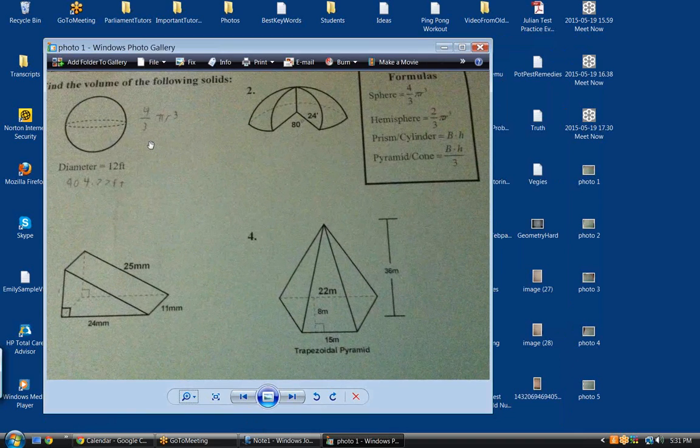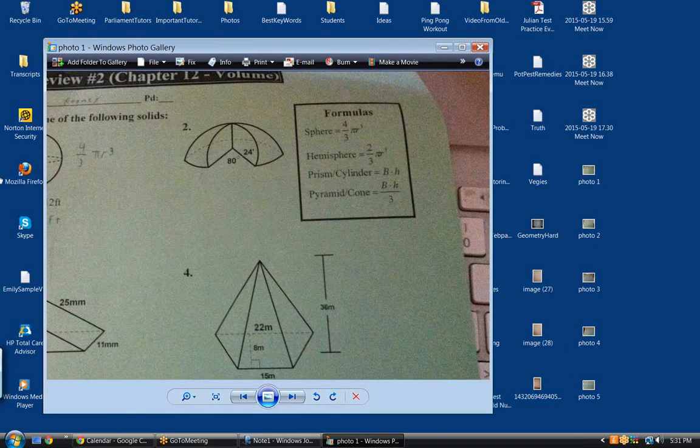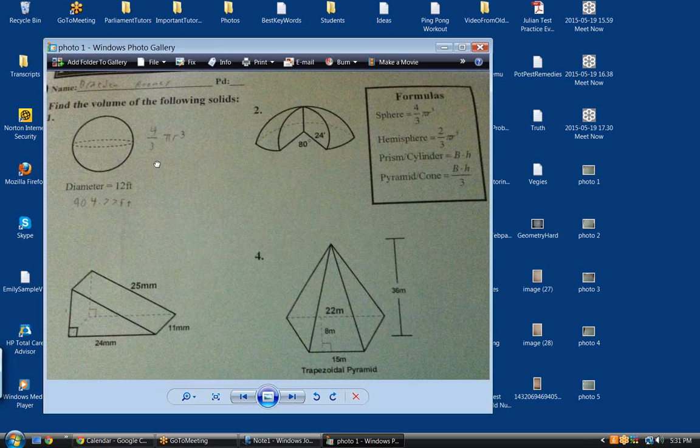I already figured out 1. Okay. About 2. Yeah. Is 2 a hemisphere? I can only presume it is, since they don't say. If it was not a hemisphere, we would have no way of doing it. So the fact that they don't define it, but they give you the formulas for everything, yeah, let's call it a hemisphere.